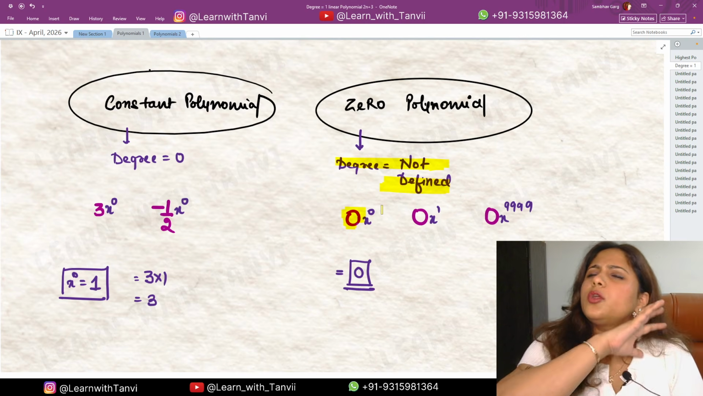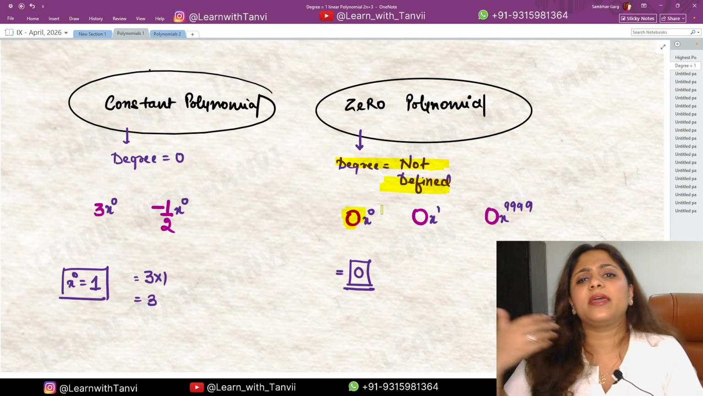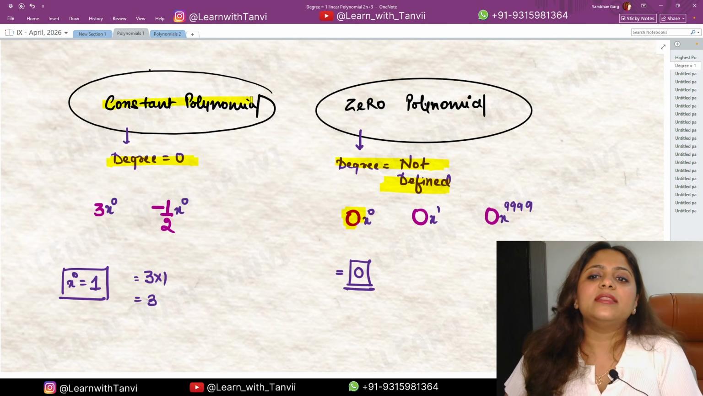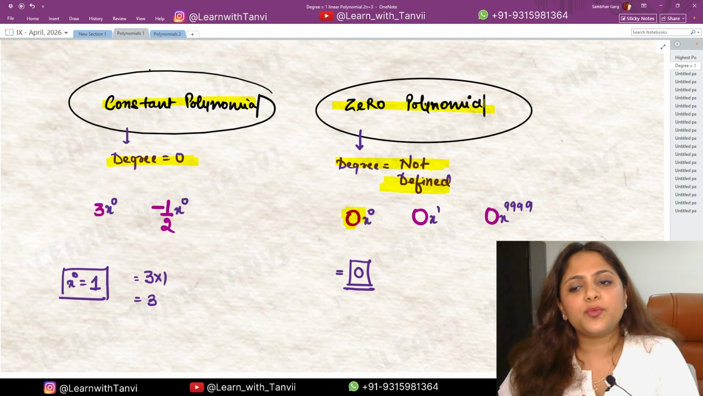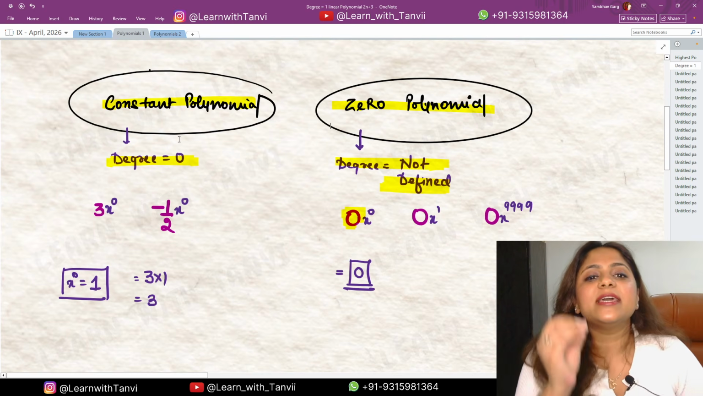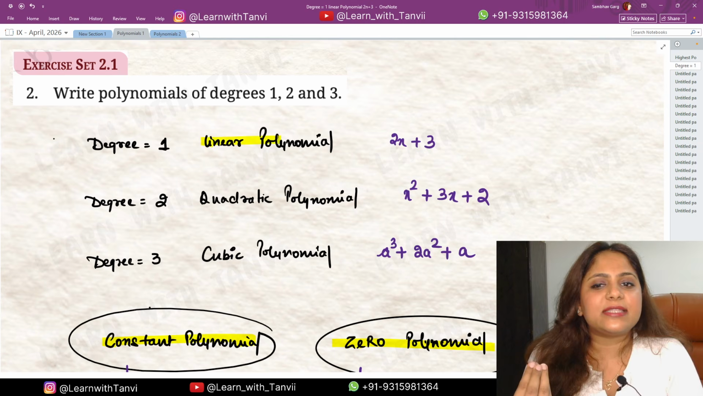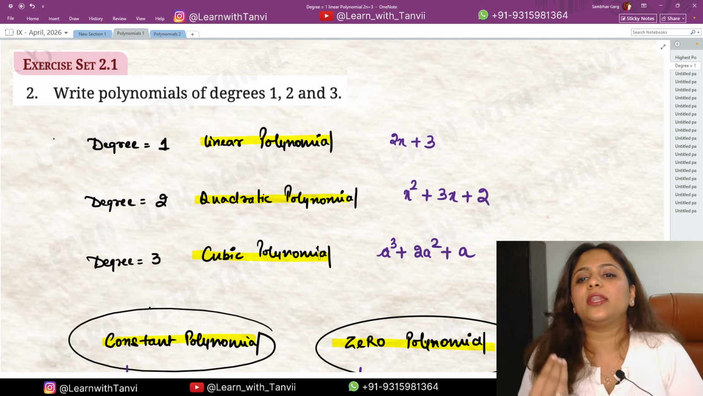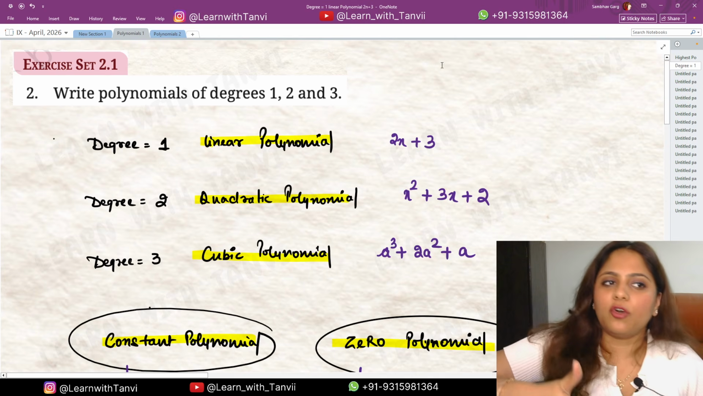whereas apart from 0 अगर कोई भी नंबर है, whether it be 3, fraction है, means कोई भी rational number है, integer है, कुछ भी है, उनकी डिग्री 0 रहती है. This is the most important concept that you should know. Constant polynomial की डिग्री 0, zero polynomial की डिग्री not defined, and we have 3 more types of polynomials, that is linear polynomial, quadratic polynomial and cubic polynomial. That's all. Understood? I hope it is clear to all of you.